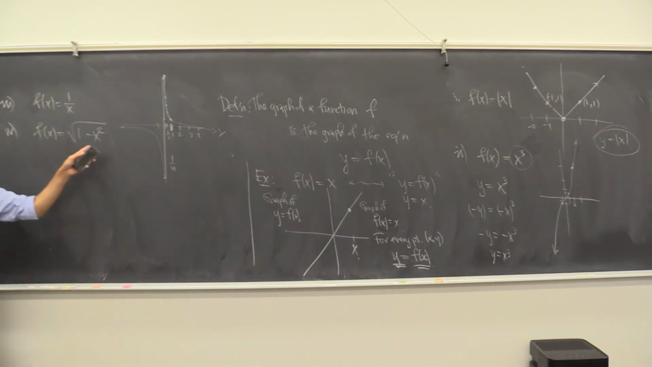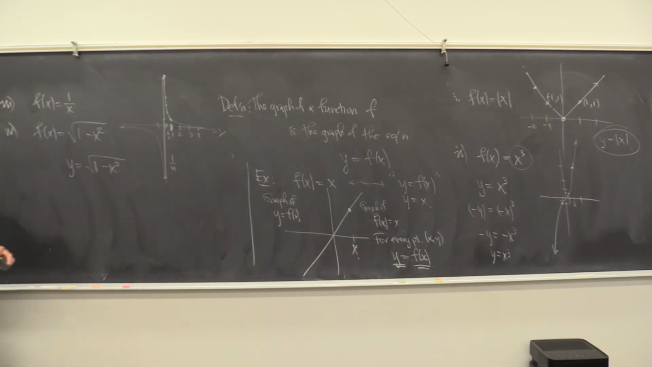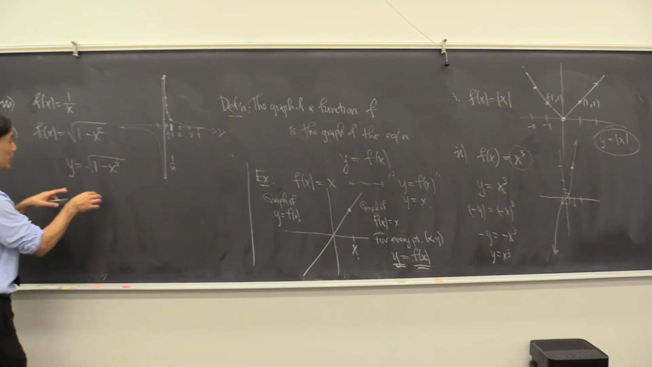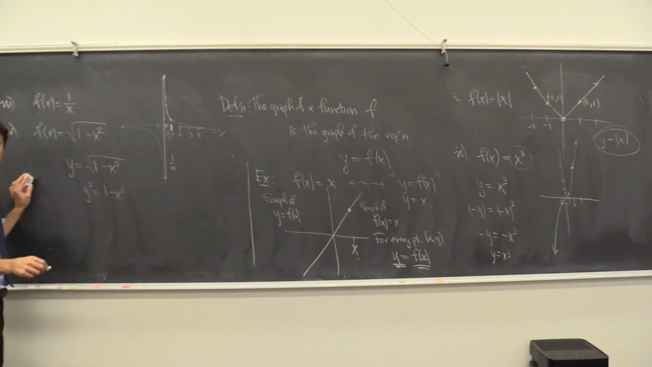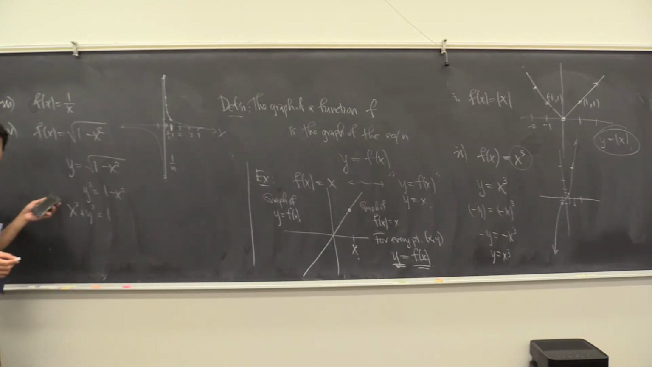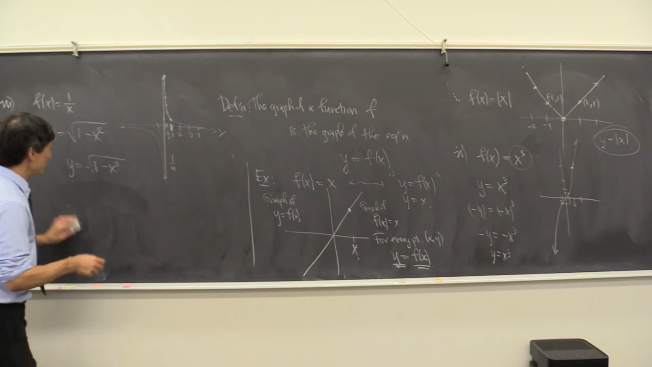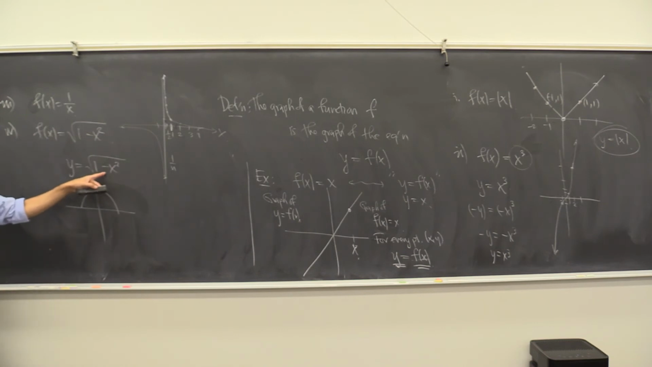So yeah. Does anybody know what this looks like? y equals the square root of 1 minus x squared. This was the hard one. Anybody figure it out? Well, if you square both sides, you see that y squared equals 1 minus x squared, which could be rewritten as x squared plus y squared is equal to 1. This is the circle. So this is actually just the upper half of the circle, because you're taking the positive square root of 1 minus x squared.